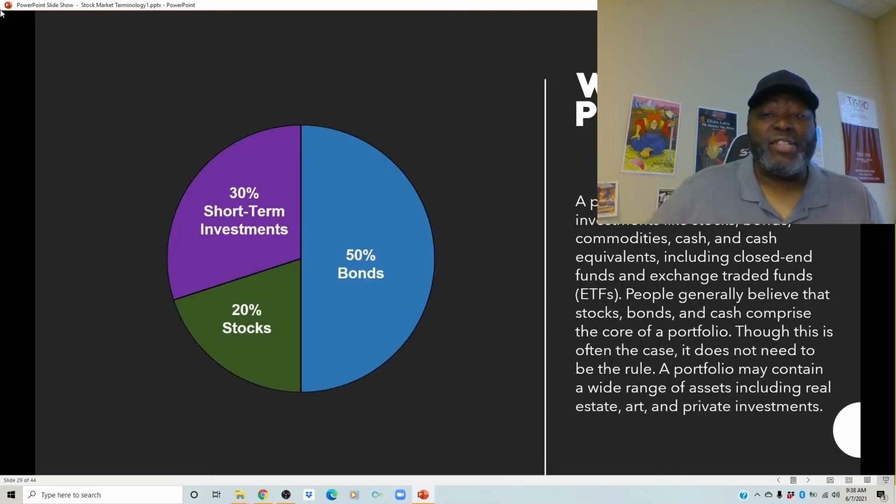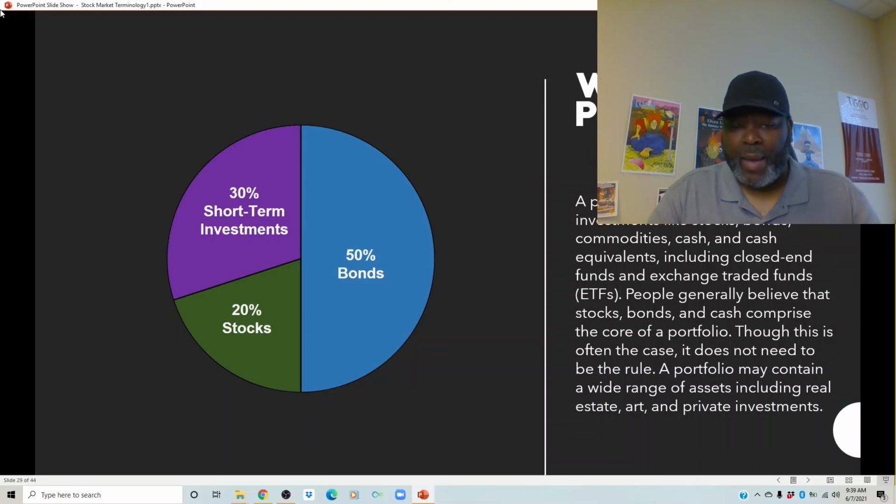Now, this said, what is a portfolio? A portfolio is a collection of financial investments like stocks, cryptocurrency, even though that's not listed here, I was supposed to, bonds, commodities, cash, and cash equivalents, including closed-end funds and exchange-traded funds. So remember ETFs, because you're going to hear about this a whole bunch, exchange-traded funds. People generally believe that stocks, bonds, and cash comprise the core of a portfolio, adding cryptocurrency. And I'm going to say that again, because more people are getting into cryptocurrency and a lot of their money is going into that portfolio.